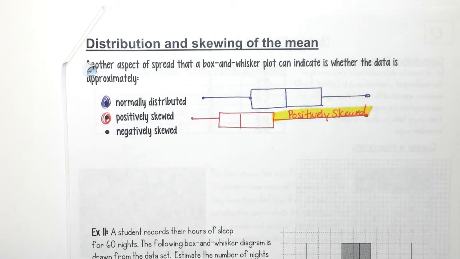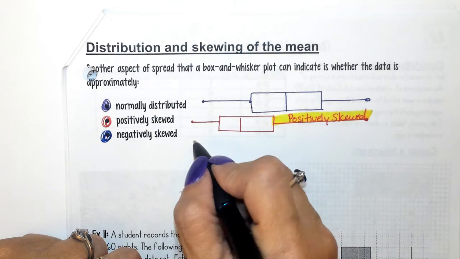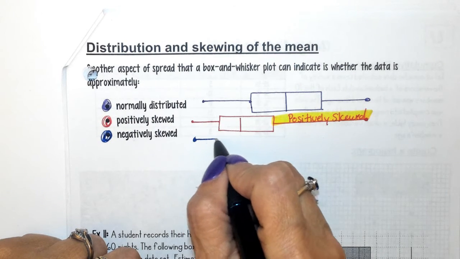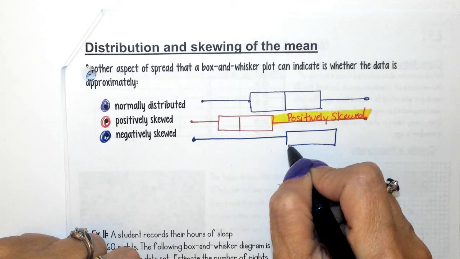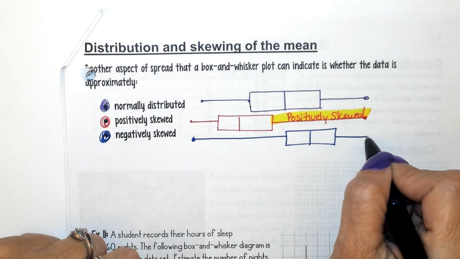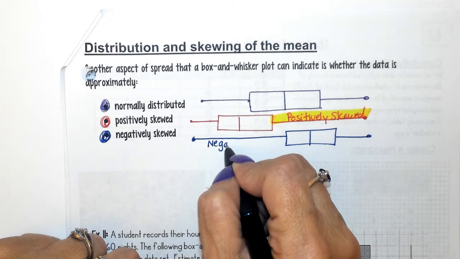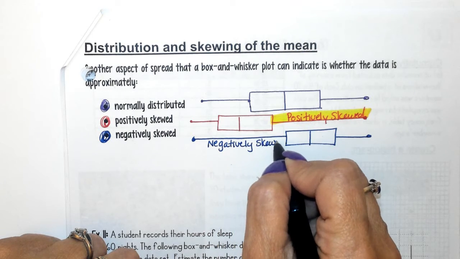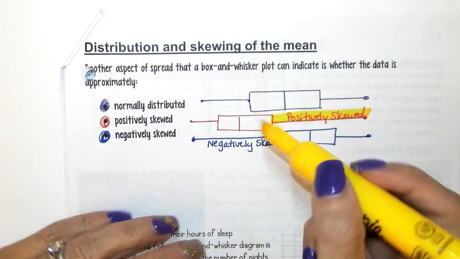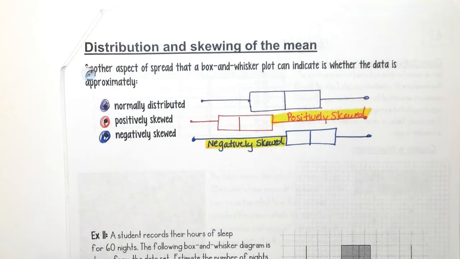So you can probably already guess what a negative skewed one's going to look like. I'm going to do that in blue. The blue and purple is hard to tell apart, but negatively skewed, it's going to be the opposite. That would be here. All right, so this would be negatively skewed. And again, it kind of makes sense. That's why a lot of people like statistics, because it kind of makes sense. I can figure it out.